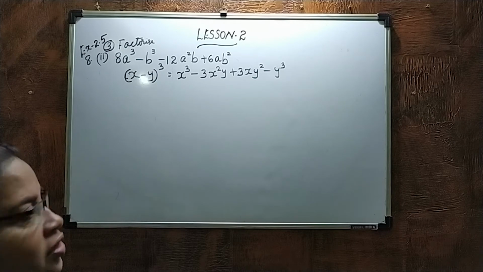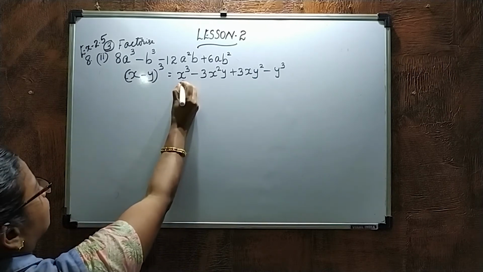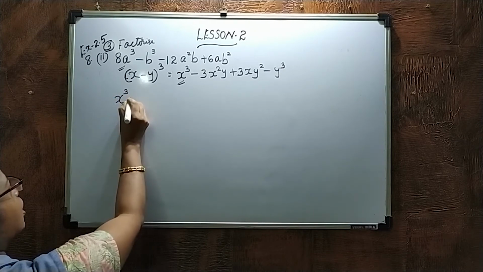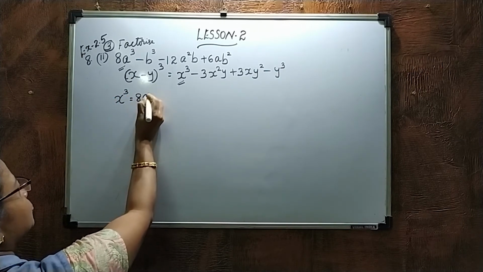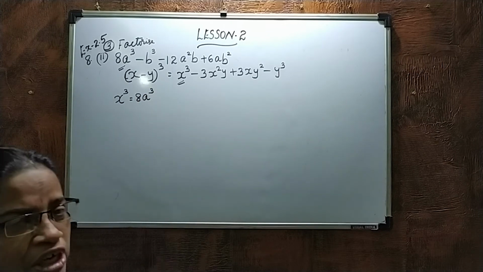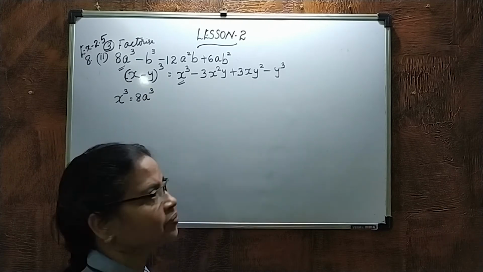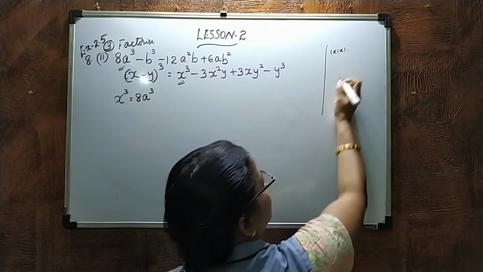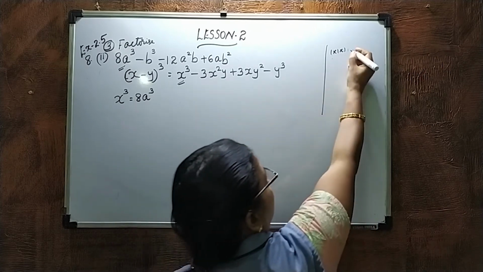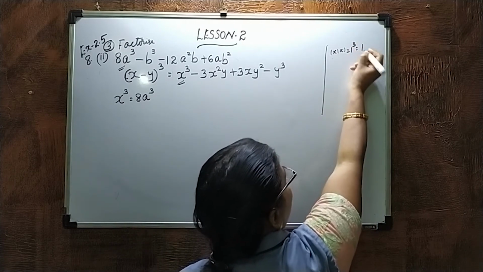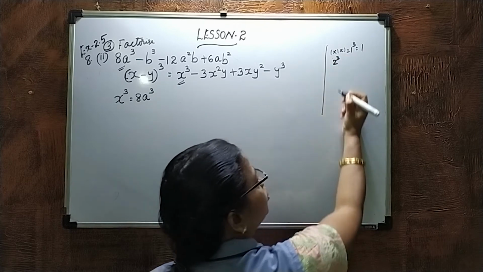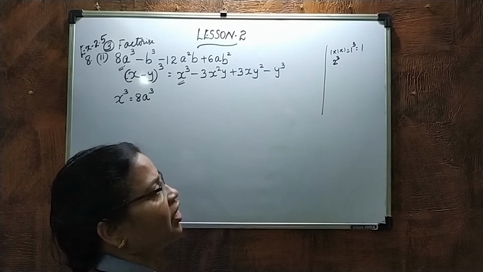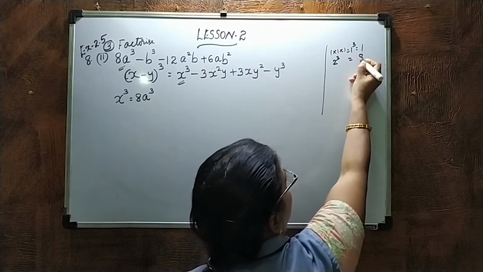Okay, now we'll start. First thing, x cube. X cube will take it as 8a cube. X cube is equal to 8a cube. Now you have to remember which are the cube numbers. First one, 1 into 1 into 1. 3 times multiply, it is a cube. 1 cube equals, what will I get? It is 1. What are 2 cube? 2 into 2 into 2. 2 into 2 is 4. 4 into 2 is 8. So 2 cube is equal to 8.